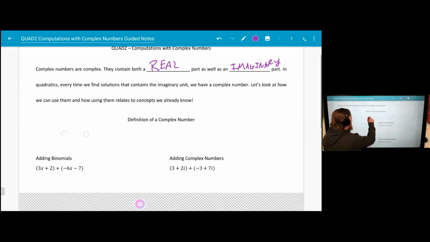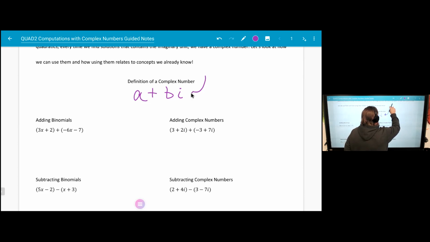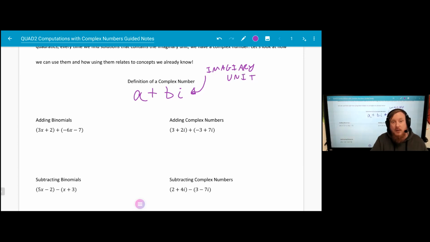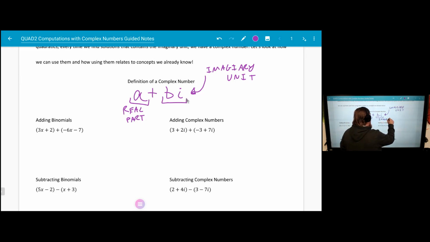The definition of a complex number, I'm going to call it a plus bi. Again, that i right there, that's the imaginary unit. And just a second ago, I said we've got two parts to this. We've got a real part and an imaginary part. Well, the real part is this a value. We're going to take a look at this in a second to see what it actually means. And then this bi part, this is our imaginary part.